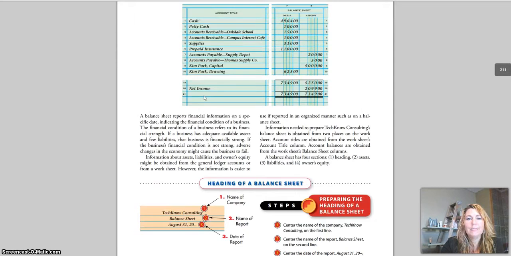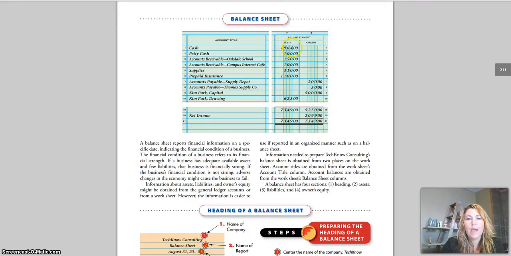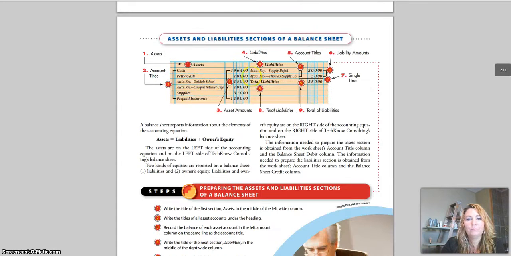We're getting these assets and the information right here from our trial balance. So from cash down to prepaid insurance, because those are our assets. Everything we own: our cash, petty cash, all of our accounts receivable, our supplies, and our prepaid insurance. And they're also the ones that have the normal debit balance. So we're going to list everything from cash through prepaid insurance over here on our asset side.